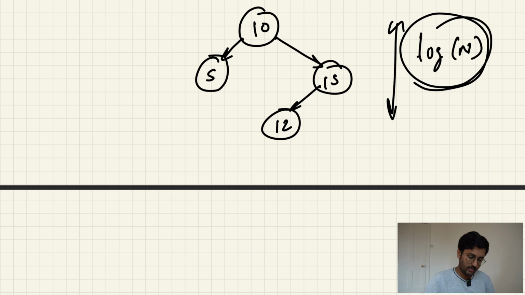Very good, no problem. But the problem arises when, let's say, you're saying, Kunal, insert 5 in a binary search tree.